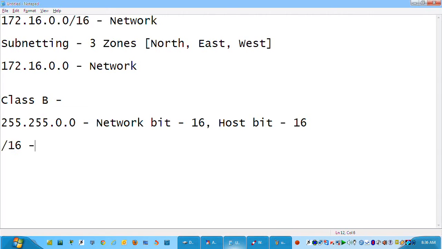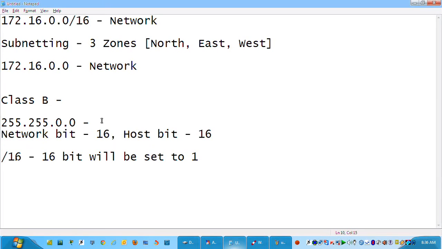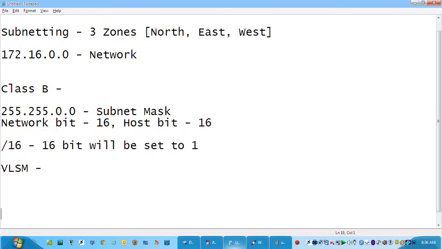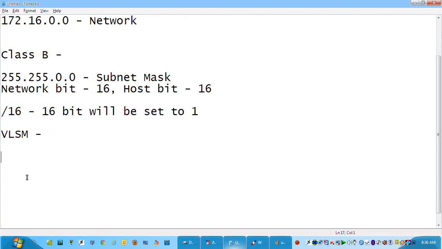/16 means 16 bits will be set to 1. Now /18 means 18 bits will be set to 1. So this is my subnet mask. Now in this case I will be getting a different subnet mask, that is called VLSM. So I'm giving you a VLSM calculator so that you can easily calculate VLSM, variable length subnet mask. Please go through this.